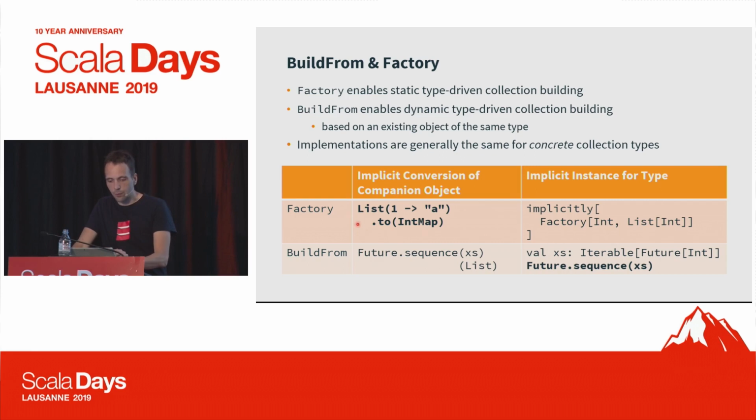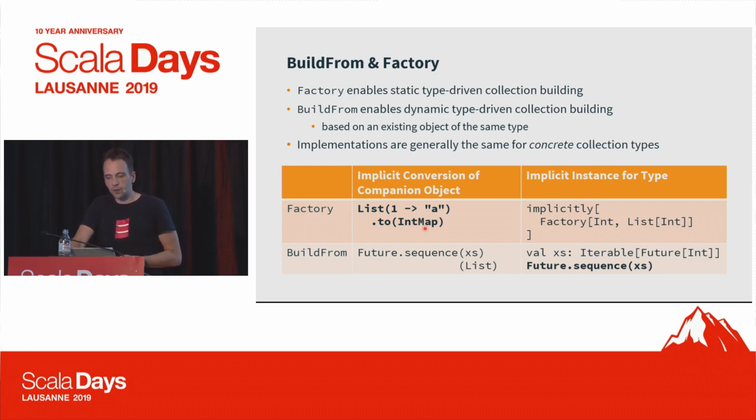So the typical one for Factory is this. You have an existing collection and you call the to method on it, and you just pass some other companion object. And this works for an IntMap, even though IntMap doesn't extend any of the standard collection factory types. And it works because IntMap provides an implicit conversion to Factory from this object.